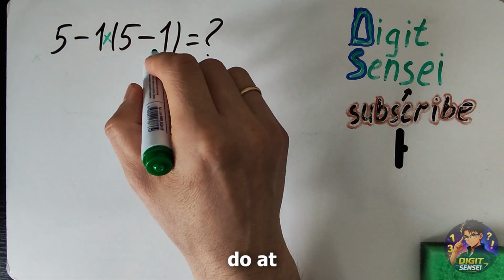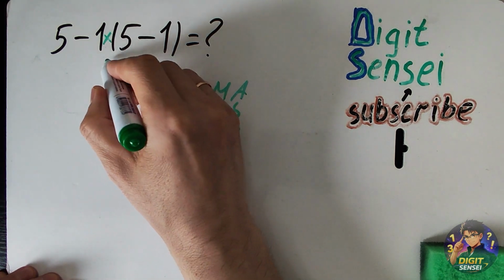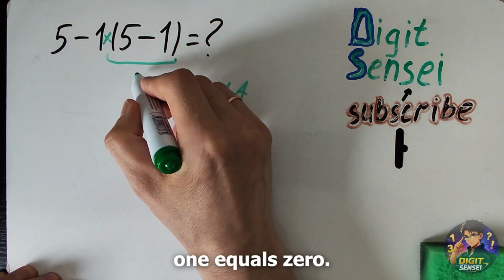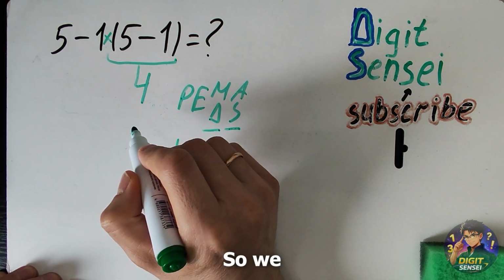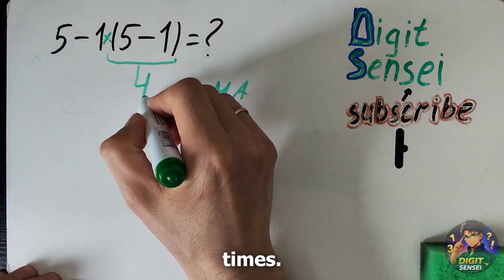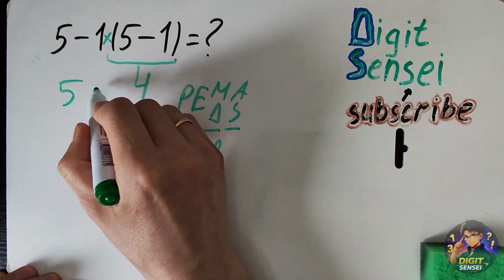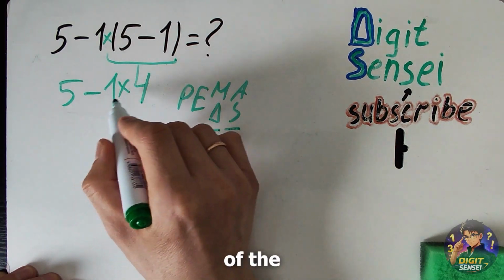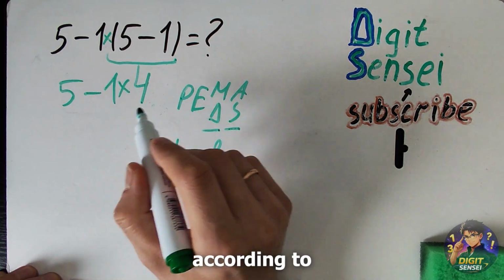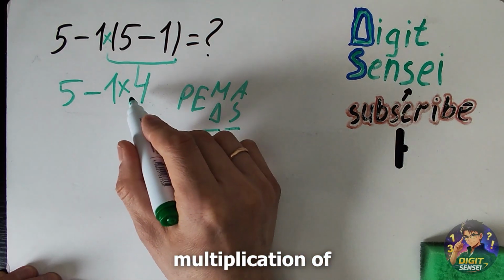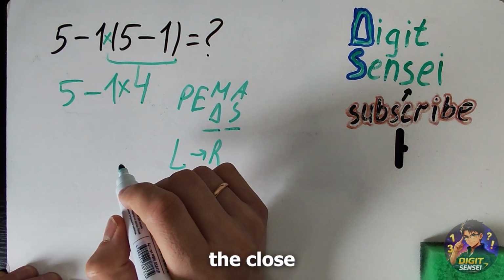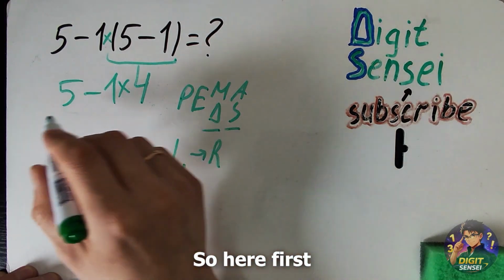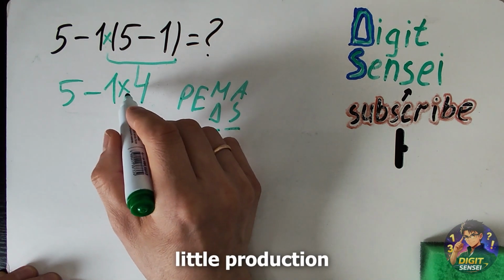So first we have to do this parentheses. Inside this parentheses we have 5 minus 1, which equals 4. So we have 5 minus 1 then times 4. Now in this expression we have one subtraction and one multiplication. According to PEMDAS, multiplication has higher priority than subtraction, because multiplication comes before subtraction. So here, first we have to do this multiplication.